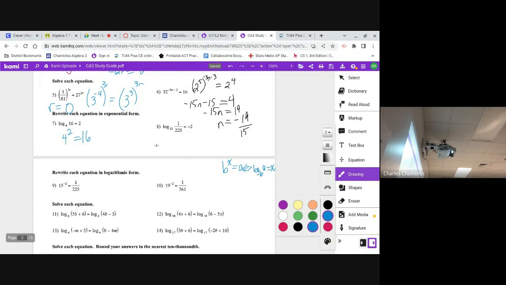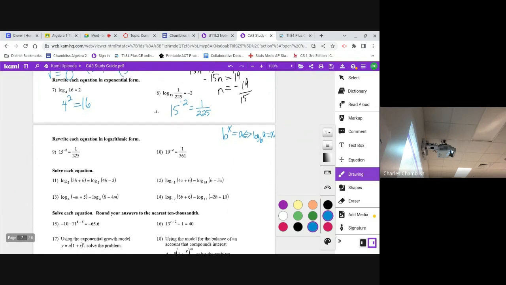Log base 15 of 1 over 225 equals -2. That means 15 to the -2 equals 1 over 225. Notice I'm not changing or evaluating anything. I'm just rewriting it, because that's what the instructions say. It's switching it to the other form. And then here in 9 and 10, that's the same number. This is going to be log base 15 of 1 over 225. Again, switch sides. And number 10, log base 19 of 1 over 361 equals -2.